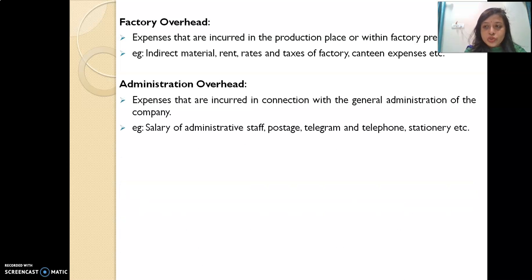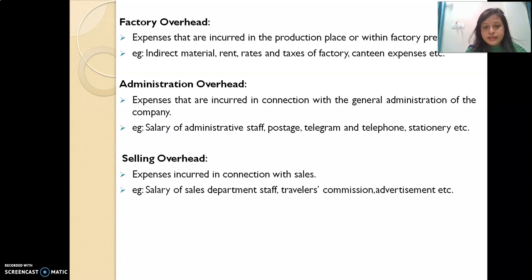Next is administration overhead. Expenses that are incurred in connection with the general administration of the company. So those expenses which are related with the general administration of the company will come under administrative overheads. Example: salary of administrative staff, postage and telegram, stationery, etc.